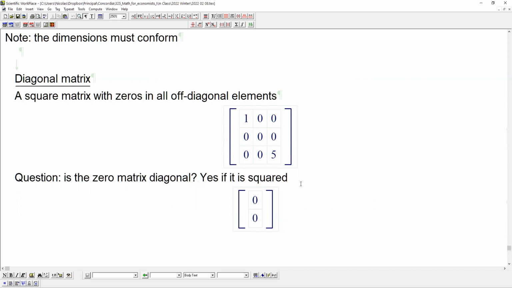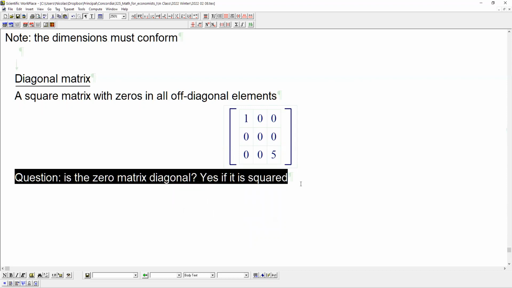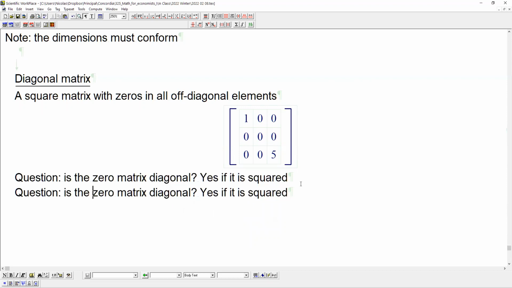That's the definition that you're going to see most often. And then the second question: is the identity matrix diagonal? Yes, all the time, because it's square and it just has ones on the diagonal. No, now it's all off-diagonal elements. Yeah, so this is lower triangular and upper triangular.